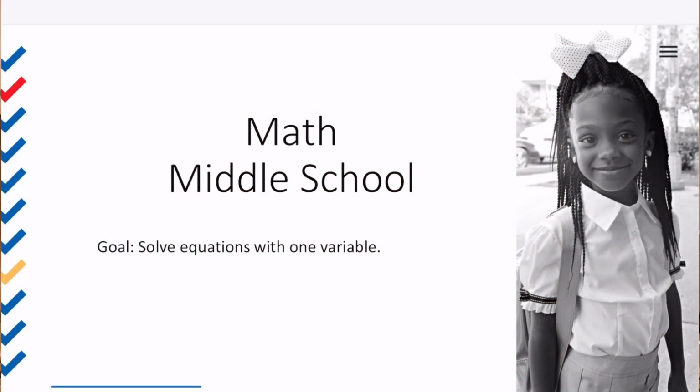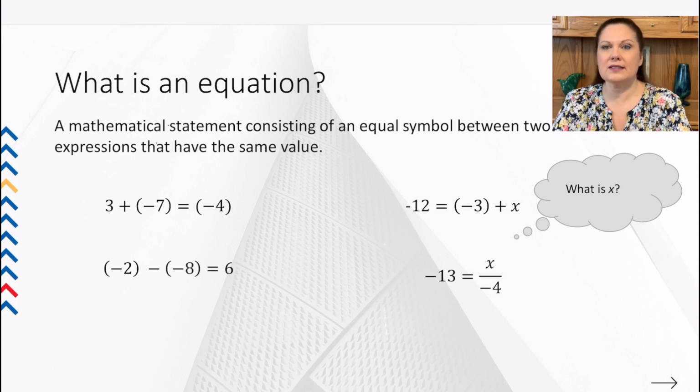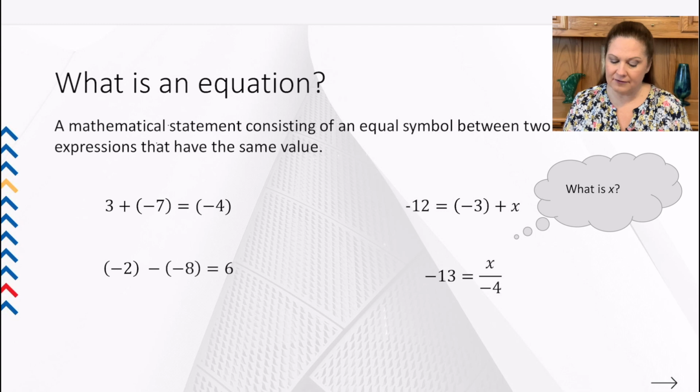When we talk about solving equations in one variable, we're talking about equations that are mathematical statements that consist of an equal symbol between two expressions of the same value. I have four different equations here. The two on the left are actually complete equations, meaning they don't have any variables. The ones on the right contain variables, and those are the ones we're going to be working with today. But I want you to notice something about the ones on the left.